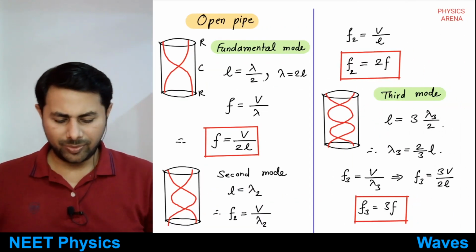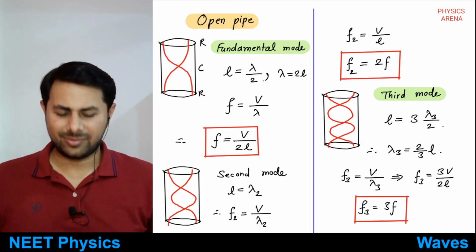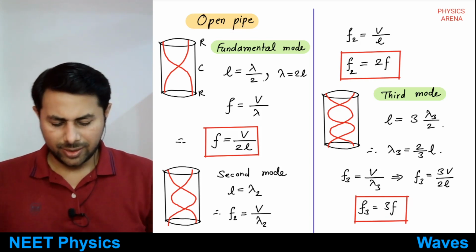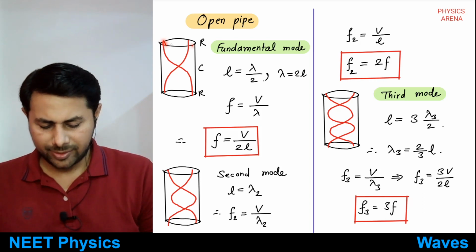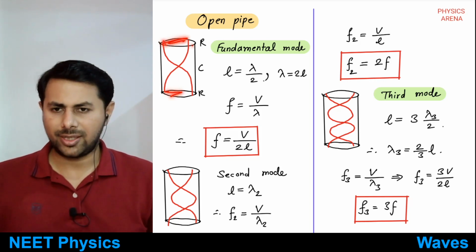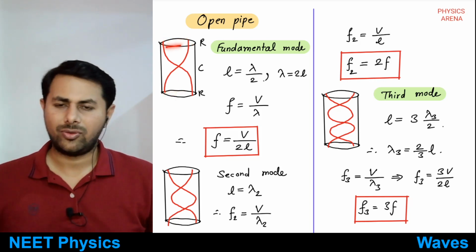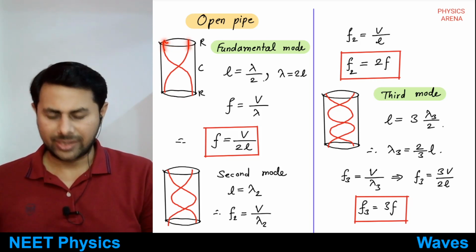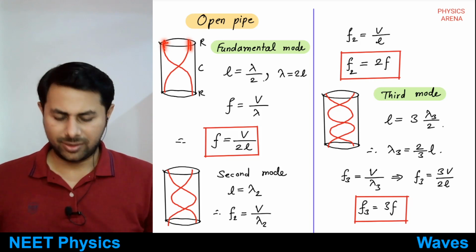Next is pipe open at both ends. So this is just called as open pipe. Okay, so here this is an open pipe. So this end is open, this end is also open. So what is formed at open end? Rarefaction, right? Rarefaction is formed at the open end.